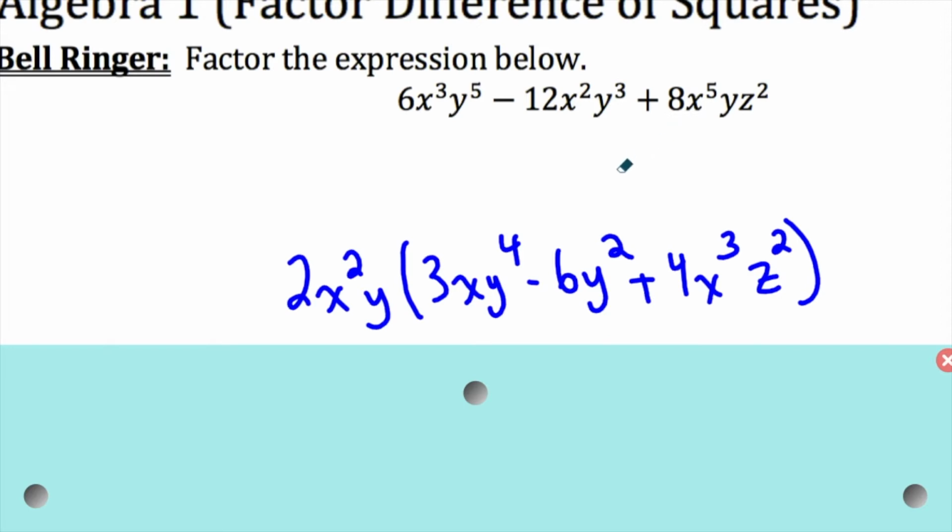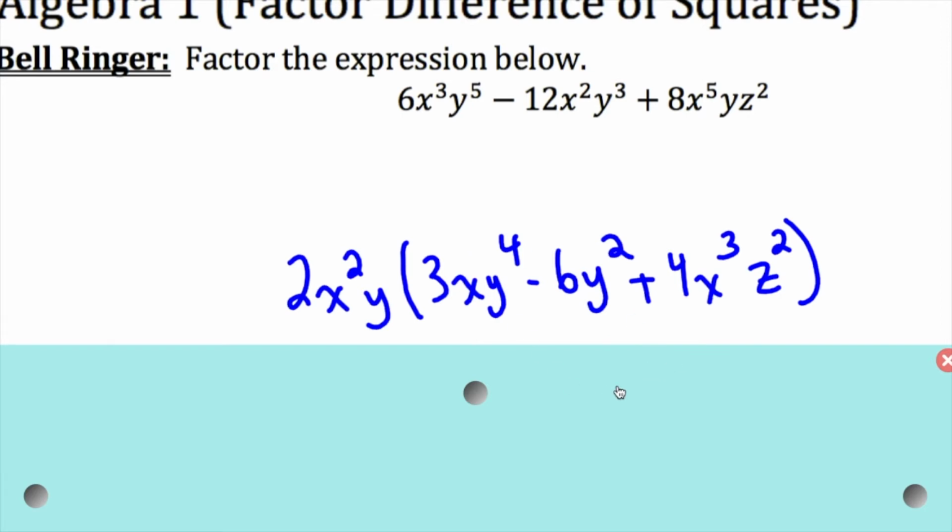Next, we started with an 8 divided by 2, which gave you 4. And x to the fifth divided by x squared gave you x to the third. Started with a y, but we took that y out, so there's no y's. And then we started with z squared, but we didn't take any z's out, so we're left with z squared. All right, so that's your final answer there for the bell ringer.